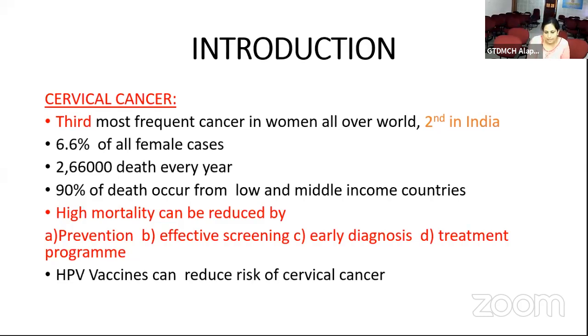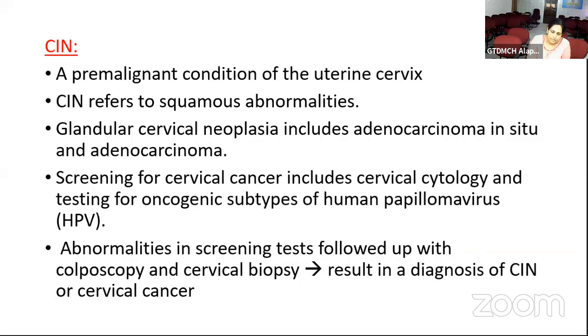Human papillomavirus vaccine can reduce the risk of cervical cancer. So CIN, that is cervical intraepithelial neoplasia, is a pre-malignant condition of the uterine cervix. CIN refers to squamous abnormalities only. Glandular cervical neoplasia includes adenocarcinoma in situ and adenocarcinoma. Screening for cervical cancer includes cervical cytology testing and oncogenic subtypes of human papillomavirus testing. Abnormalities in screening tests should be followed up with colposcopy and cervical biopsy, which will result in diagnosis of cervical cancer.